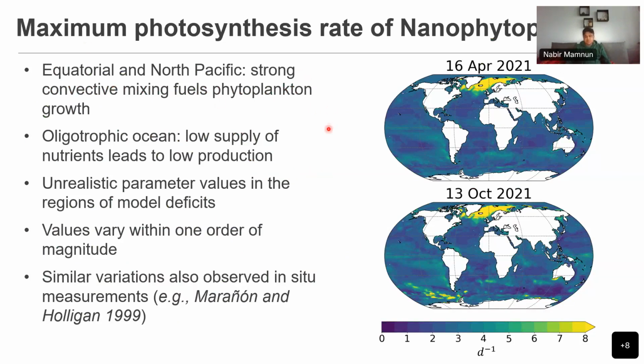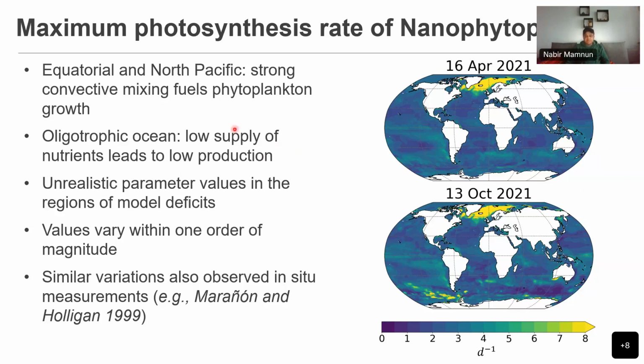Maximum photosynthesis, or the primary production, is proportional to the maximum photosynthesis rate. That's why the higher the value of this parameter, the higher the production in the ocean. So we can see that in the equatorial Pacific and also in the North Pacific, we have the continuous upwelling and a strong convective mixing, which fuel the phytoplankton growth, and that has increased the value of the parameter.